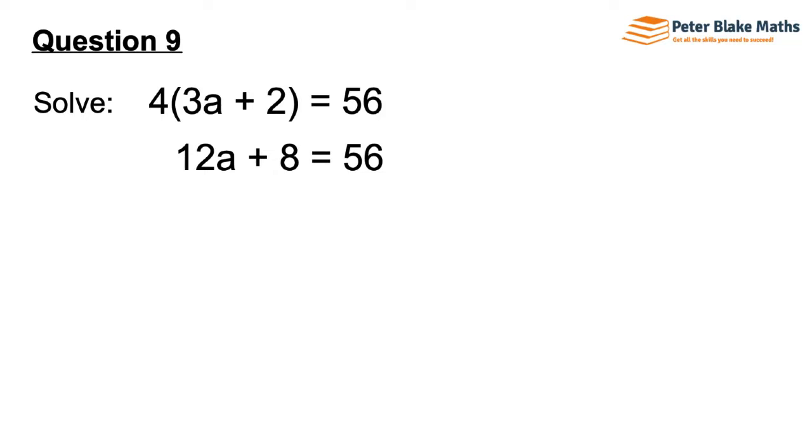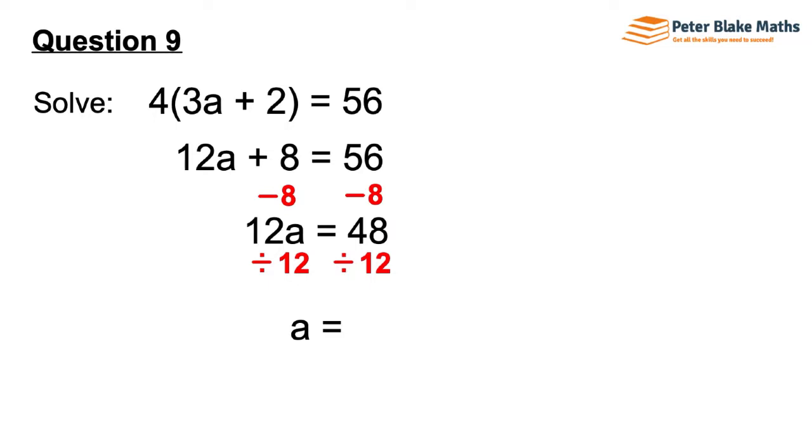We'd like to move the plus 8 by doing the opposite to both sides, so we'll minus 8. Those 8s will cancel out on the left-hand side, just leaving us with the 12a term. On the right-hand side, 56 minus 8 is 48. The 12 is multiplying by the a, so if we want the letter on its own, we'll need to do the opposite, which is divide by 12 both sides. The multiplying 12 and the dividing by 12 will cancel out on the left-hand side, leaving us with a, which is what we're after. And 48 divided by 12 is 4.